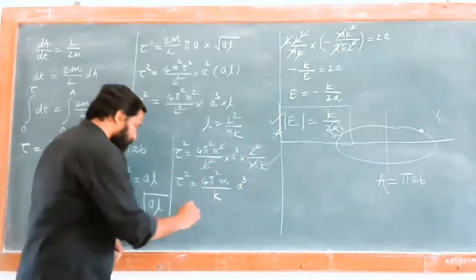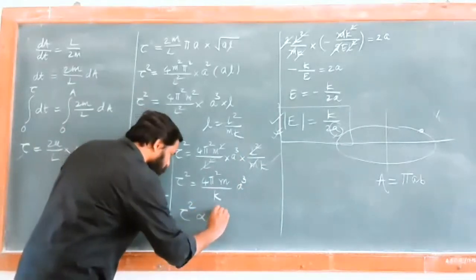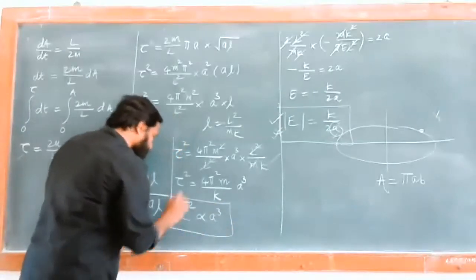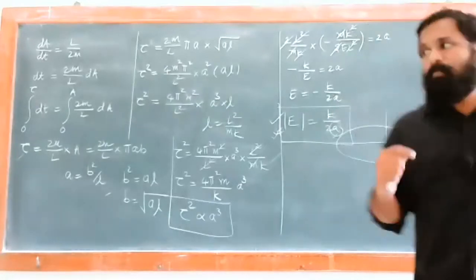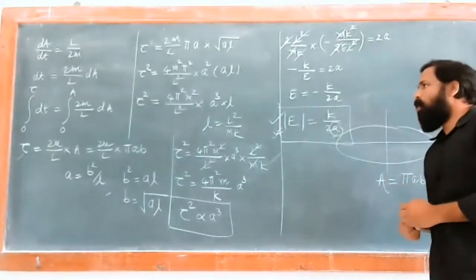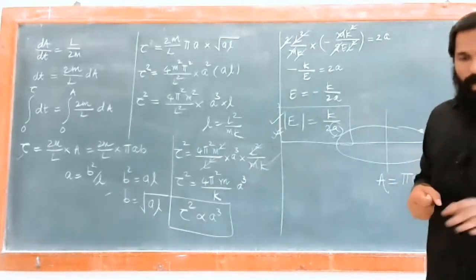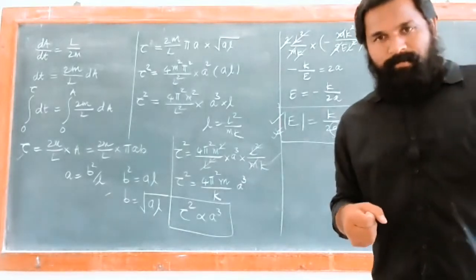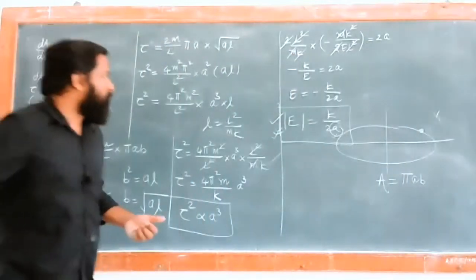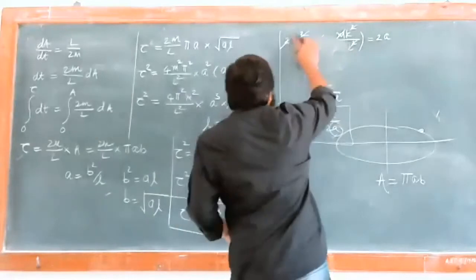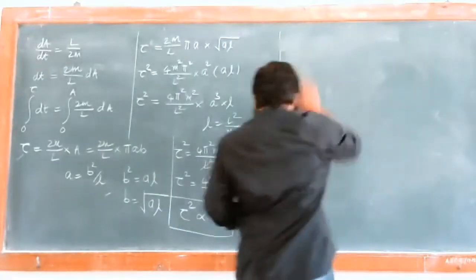What you can say is that tau square is proportional to a cube. That is Kepler's third law: the square of the period of revolution of the planet is proportional to the cube of the semi-major axis. Let us say we apply it to some planet, and I can have the equations which say what the period and the other conditions should be.